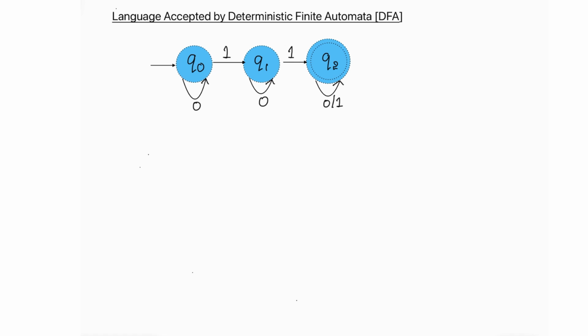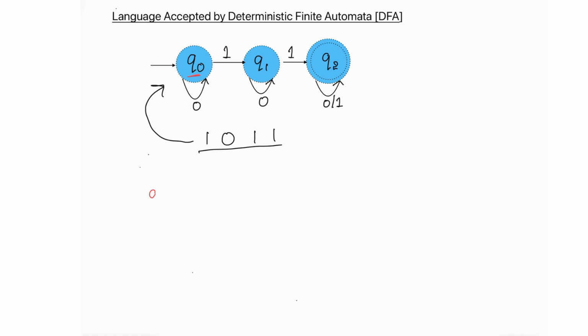Now let us see, there is a string 1 0 1 1. This is the given string for us to parse from the above given DFA. So how to parse this? As we have seen, our start state is Q naught. So our machine will start its parsing from this Q naught state.